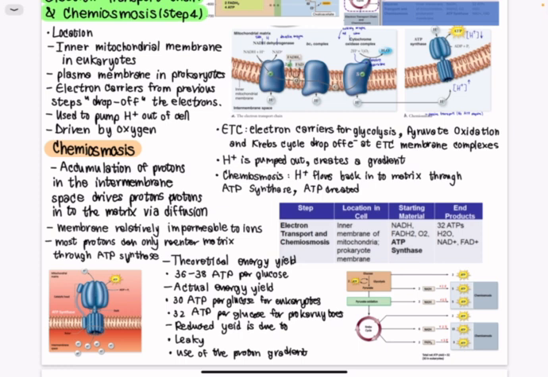Step ETC: electron carriers from glycolysis, pyruvate oxidation and the Krebs cycle drop off electrons at the ETC membrane complexes. H+ is pumped out, creating a gradient. Chemiosmosis: H+ falls back into the matrix through ATP synthase. ATP is created.